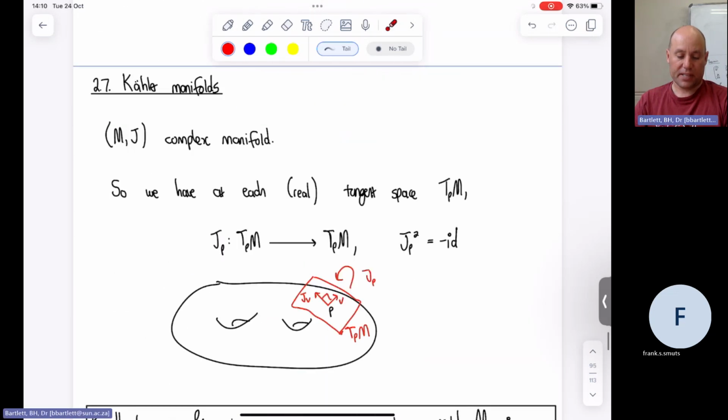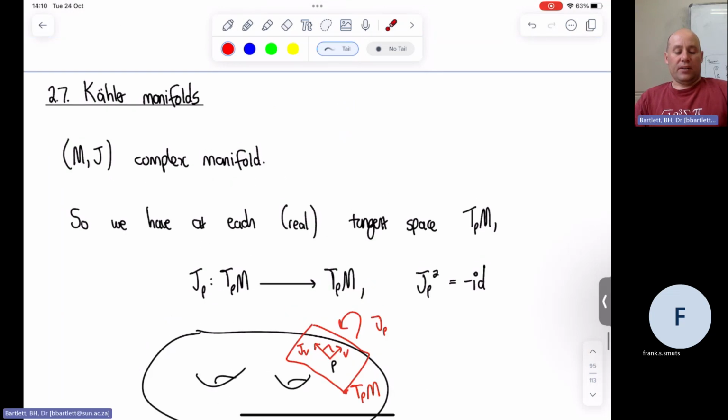Okay, let's skip that. So that was just to see how it looks in local coordinates. Now let's go to the next section in the book on Kähler manifolds. Okay, so here's some cool geometry now. We're going to mix the concept of complex geometry with Riemannian geometry. And that's what Kähler manifolds do, and that's really nice.